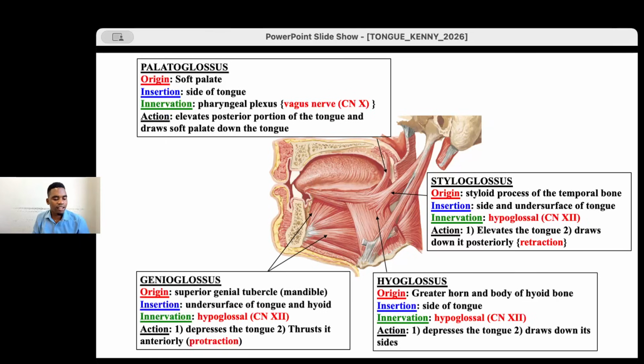So genioglossus muscle will help to depress the tongue, but most important is protrusion of the tongue, to protrude the tongue outside the mouth, and this is called the protraction of the tongue. This is so important, and we're going to see how important this movement is. Okay, so what's the nerve supply to the genioglossus? All muscles of the tongue are supplied by cranial nerve number 12, with the exception of palatoglossus, which is supplied by the pharyngeal plexus through the vagus nerve.